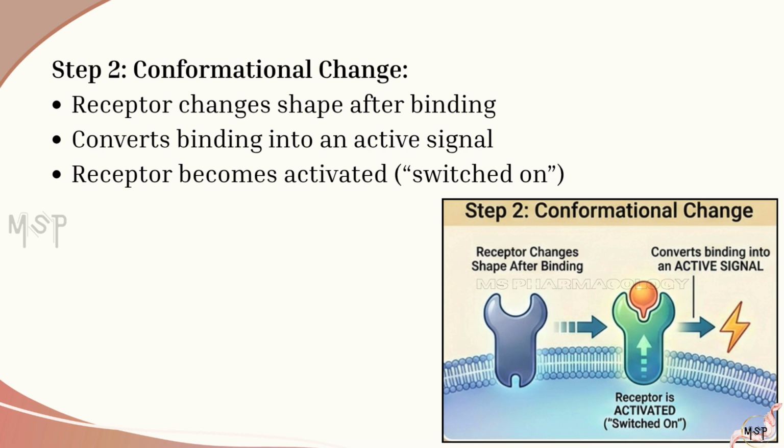Step 2. Conformational change. Once the drug binds, the receptor doesn't stay the same. It changes its shape. This structural shift is the most critical step because it converts a simple binding event into an active signal. In other words, this is the moment the receptor gets switched on.